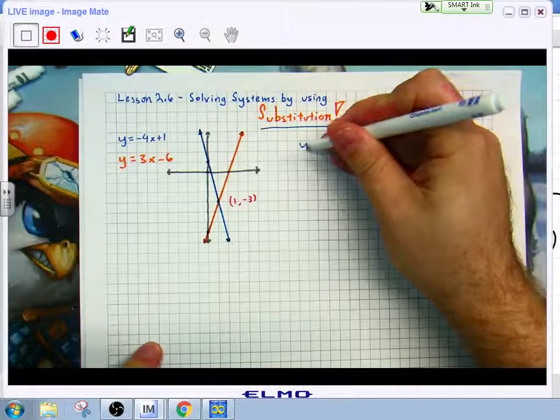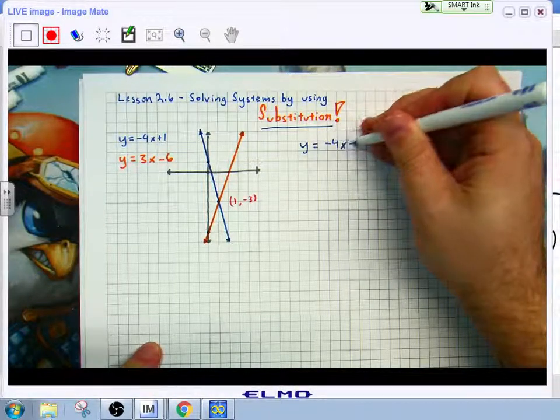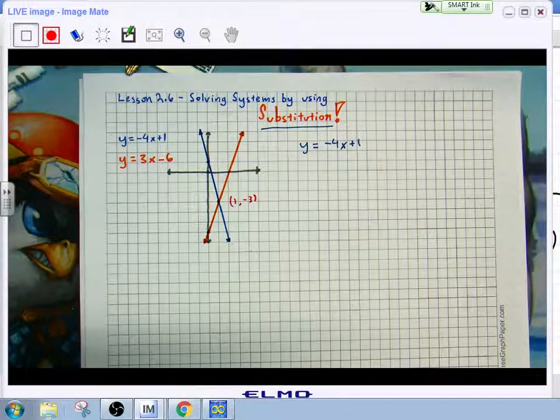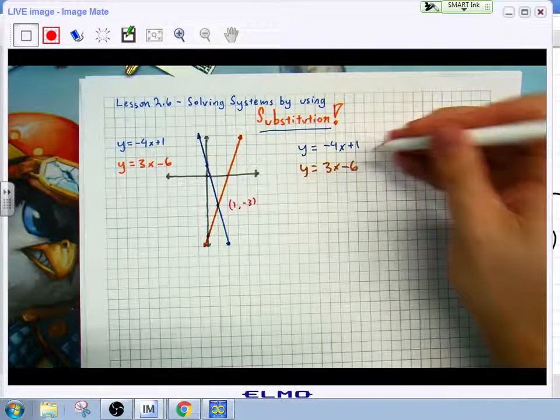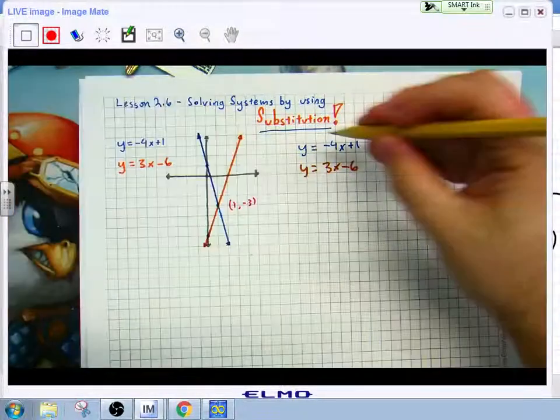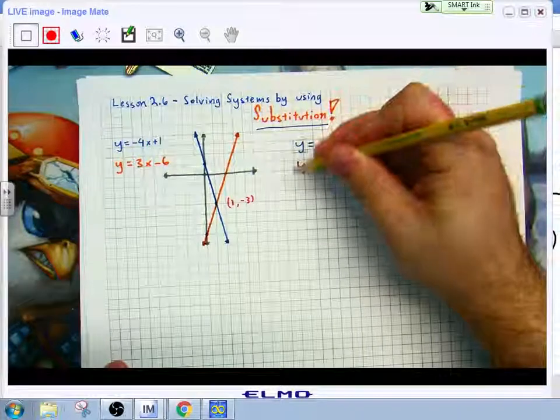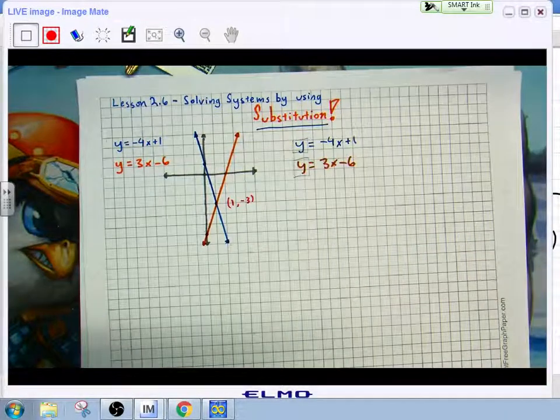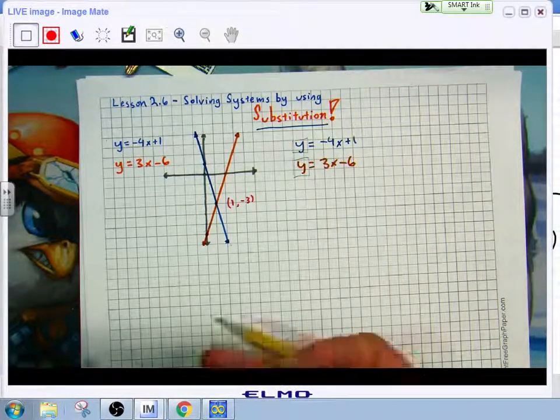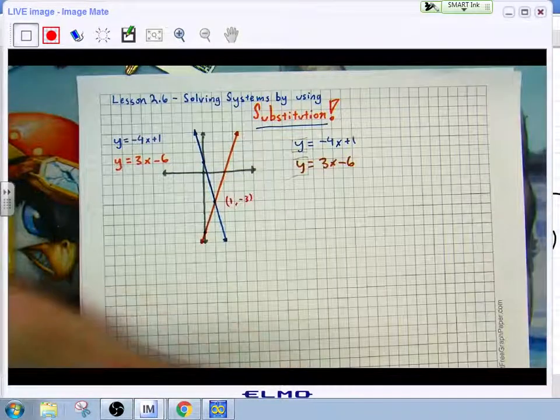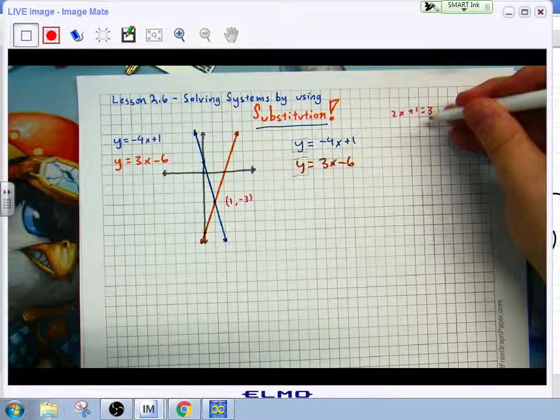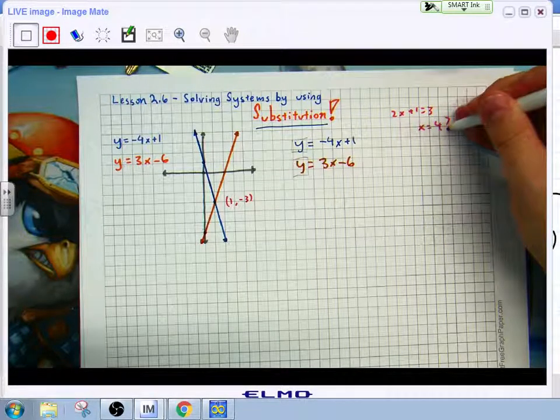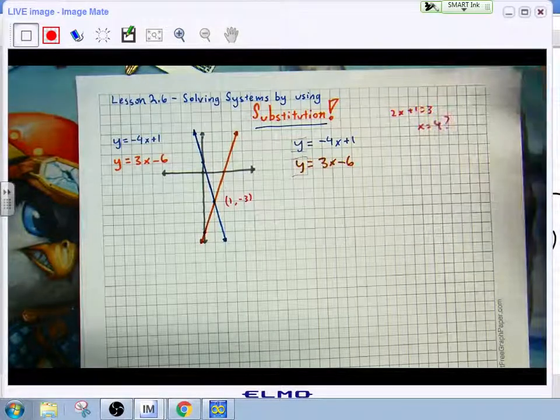And so if I have y equals -4x plus 1, and I have my other equation, y equals 3x minus 6, I can see that I have a y here and a y here. And before, when we did substitution, I might tell you we have 2x plus 1 equals 3. Does x equal 4? And we'd substitute 4 in and then we'd solve.